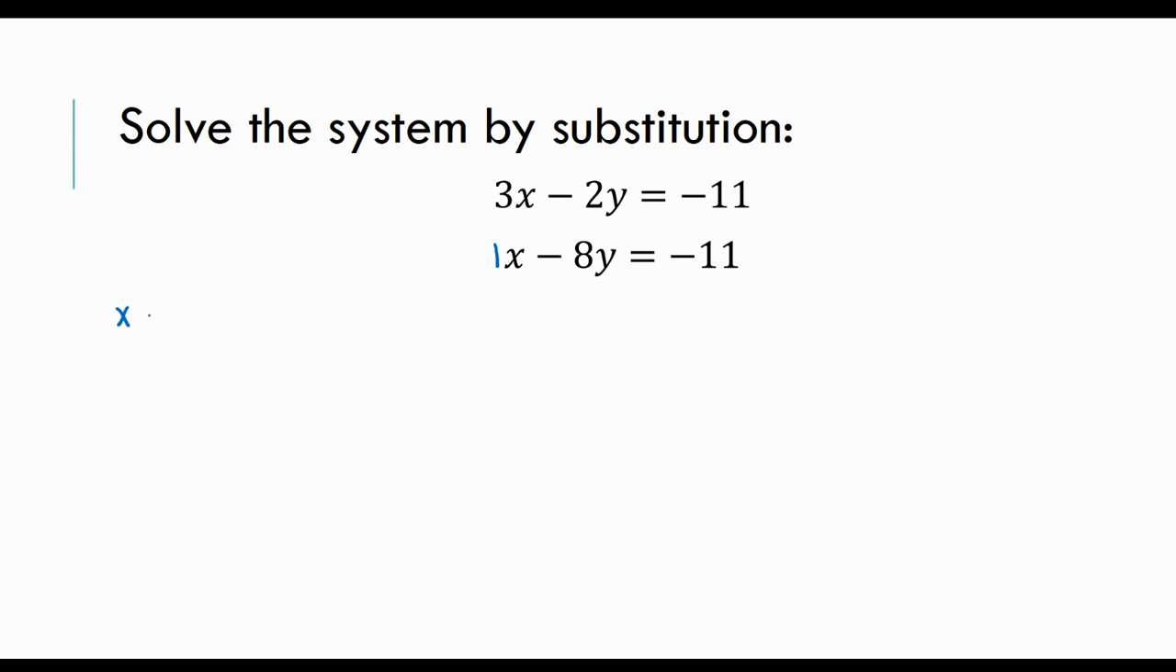So I'm actually going to take this bottom equation of x minus 8y equals -11, and I'm going to rearrange this to get the x by itself. So that means I have to add the 8y over to the other side.